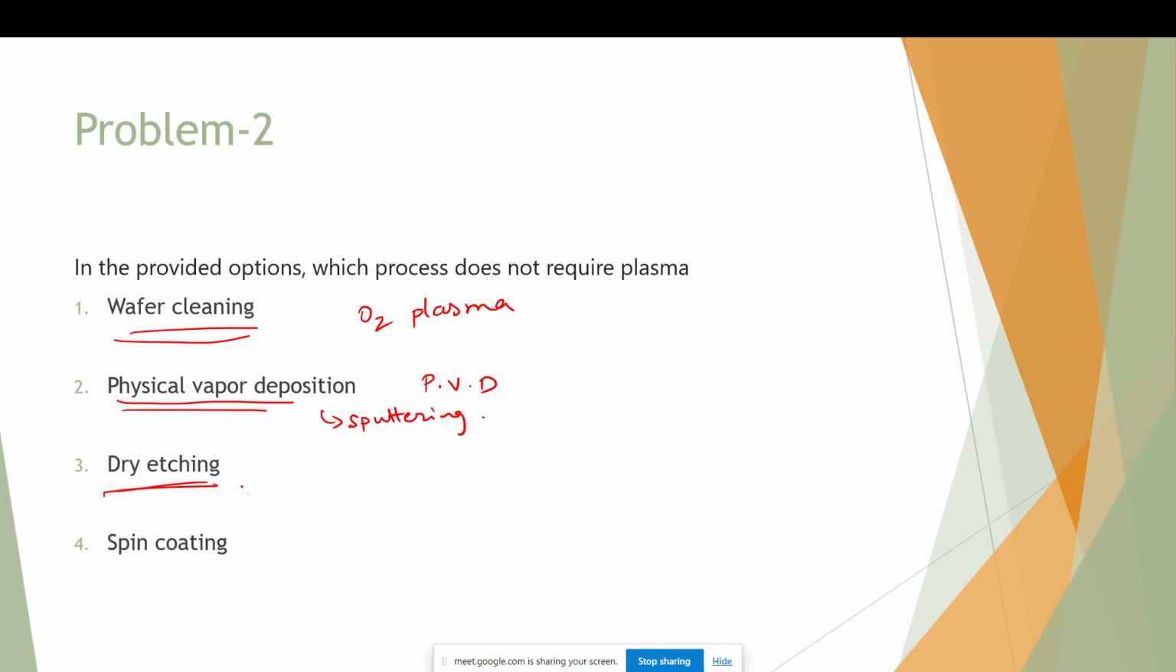Dry etching, yeah, we have already talked about this. We use plasma for dry etching. Spin coating does not require plasma. So wafer cleaning might require plasma, but spin coating definitely does not require plasma. So the fourth will be the answer. Spin coating is basically just putting the wafer on top of a chuck, and then putting our photoresist or whatever we want to spin coat on the wafer, and as it spins, the photoresist will get coated on the wafer. So it's a very physical process.